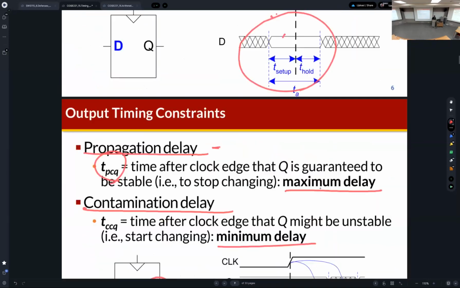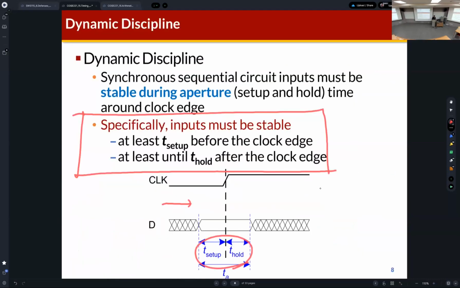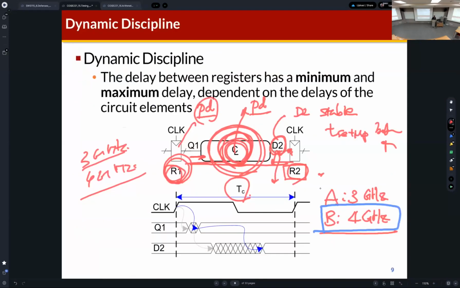Also we need to consider the propagation and contamination delay of the output port of this D flip-flop, and this is very critical for the performance of this system. As a computer engineering student, you need to take the computer architecture course, where we will learn about pipelining. If we apply pipelining, we can reduce the clock period.